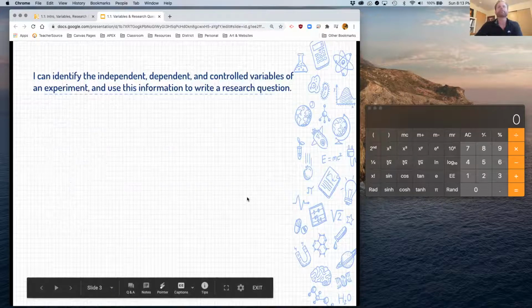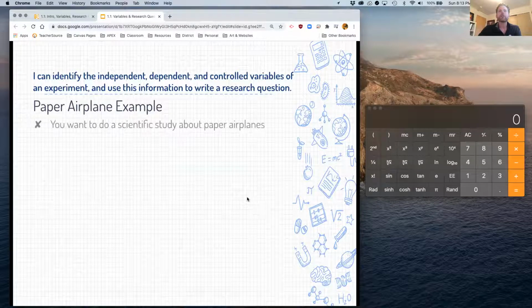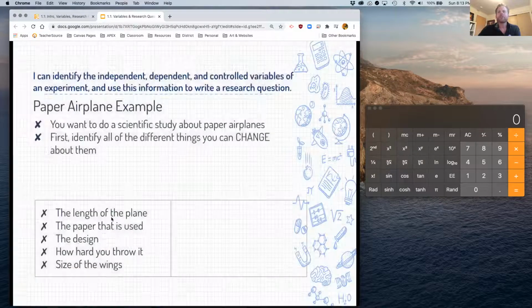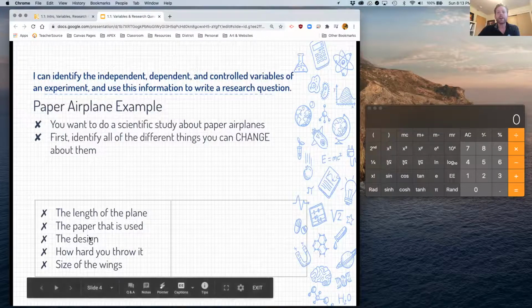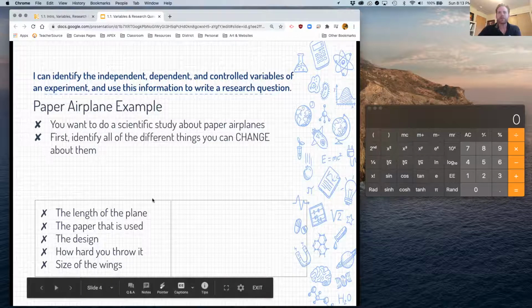Cool? Cool. So I'm going to be using this example for the next few slides, and that is about a paper airplane. I want to do an experiment about paper airplanes and how they fly. The first thing I want to do is identify all the things I can change about a paper airplane. Well, I can change the length of the plane, the paper that is used, like construction paper or tissue paper, the design, how hard you throw it, the size of the wings, plenty of different things. These are all things that I can change about the airplane.